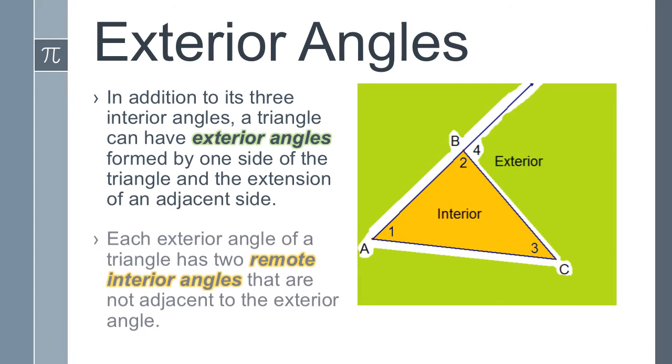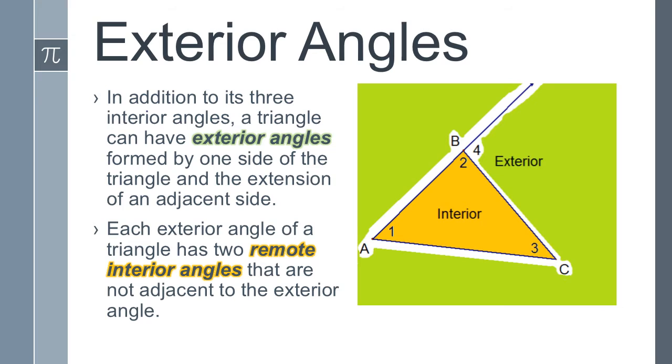Now in addition to interior and exterior angles, there are what we call remote interior angles. Angle 2 is adjacent, it's right next to it, see? But angle 1 and angle 3 are away from angle 4. That's why they're called remote. They're the angles that are away from the exterior angle, or not adjacent to it.